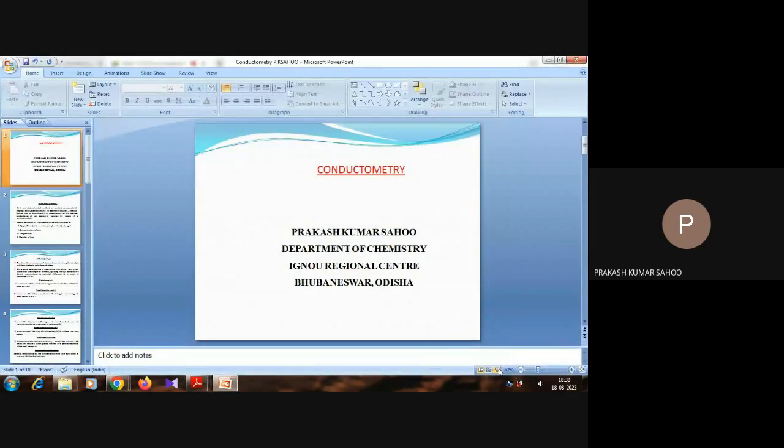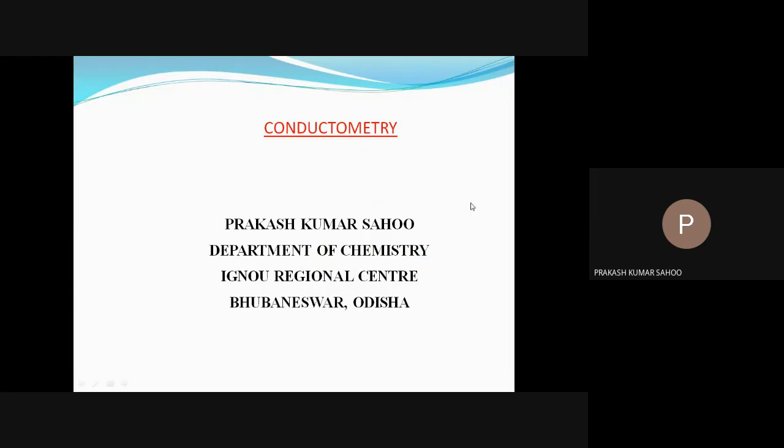What happened? Okay. So this is conductometry. Conductometry means it is very much clear that it is related to conductance. In pH metry, that is related to potentiometry, in that part we have gone through the potential, that is the potential difference in volt. And here it is the conductance.